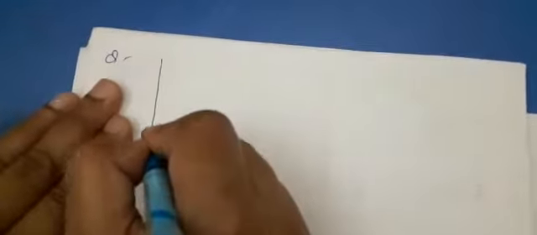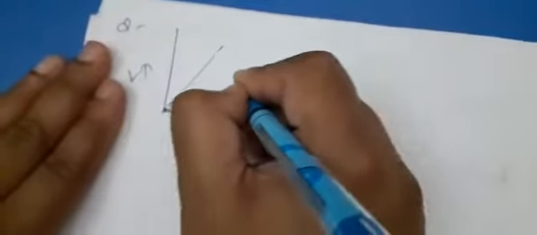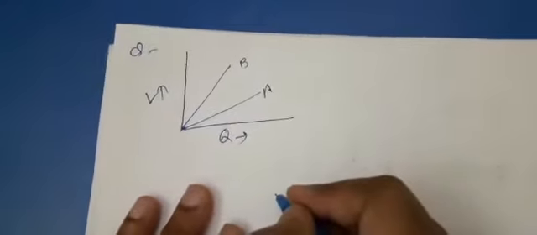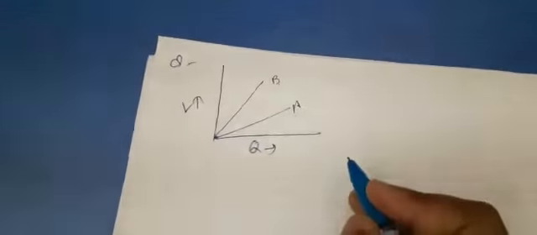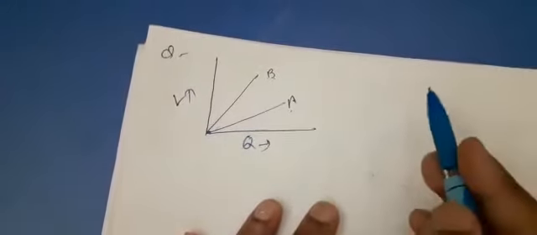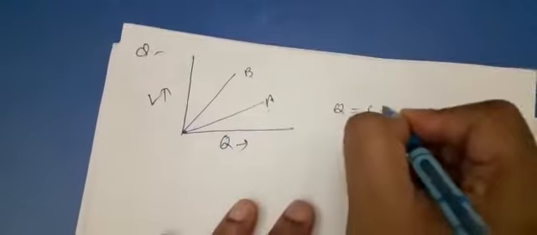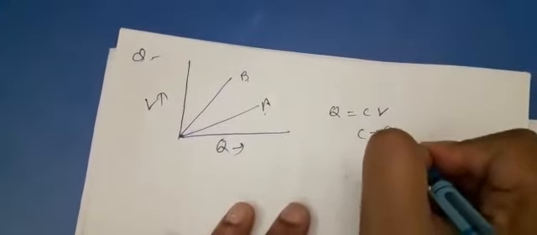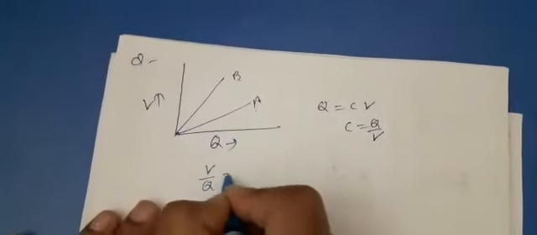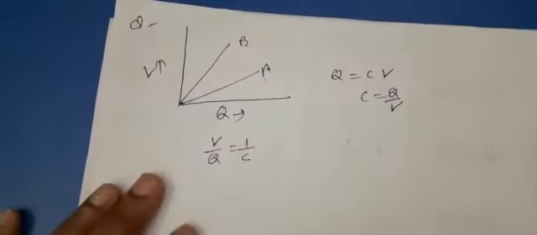Now, one more conceptual problem. What is given here is one graph between potential and charge for two different capacitors, B and A. Now, out of these two, which will have higher capacitance? You have to judge out of these two which will have higher capacitance. As we know, Q equal to CV and C is Q upon V. If you take slope, then you will find that V upon Q gives you the reciprocal of capacitance.